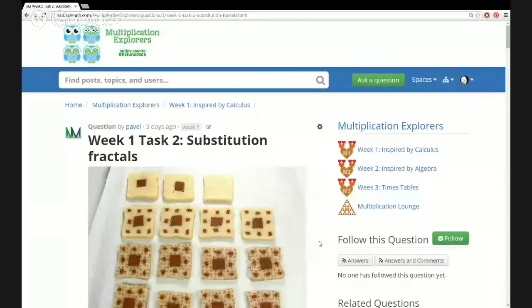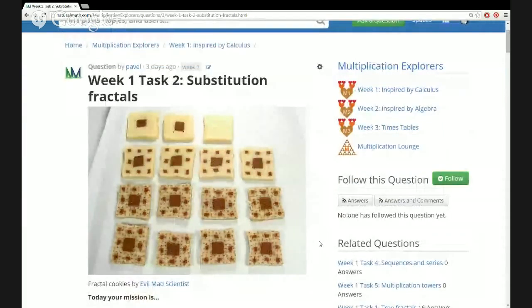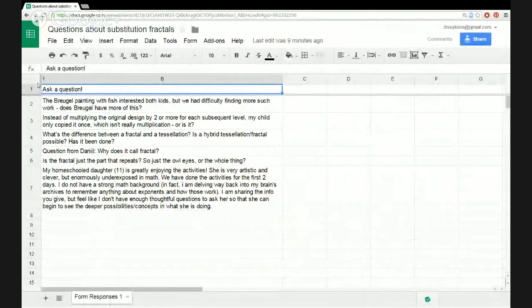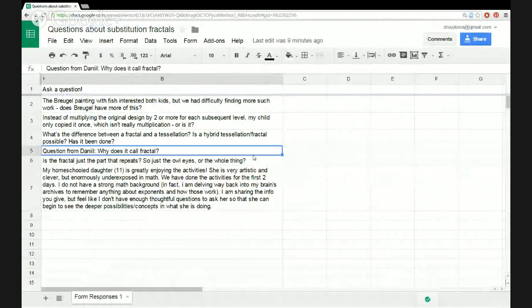Greetings, my multiplication explorers. I am going to talk today about substitution fractals and about questions people asked about this topic. So one of the first prompts that I want to address is, why is it called fractal? It's the same root as fraction or fracture. It means a part or two part.